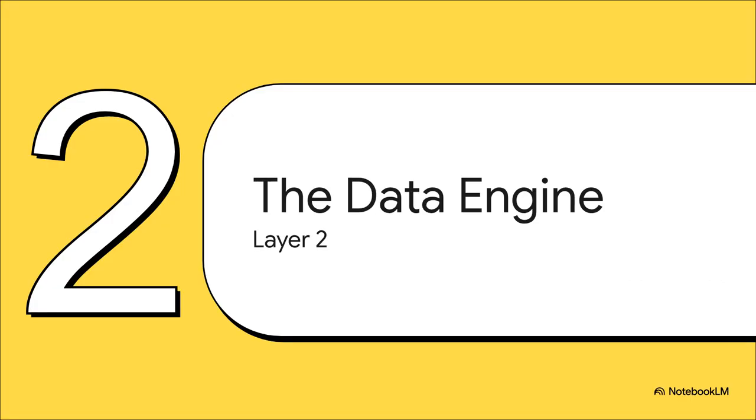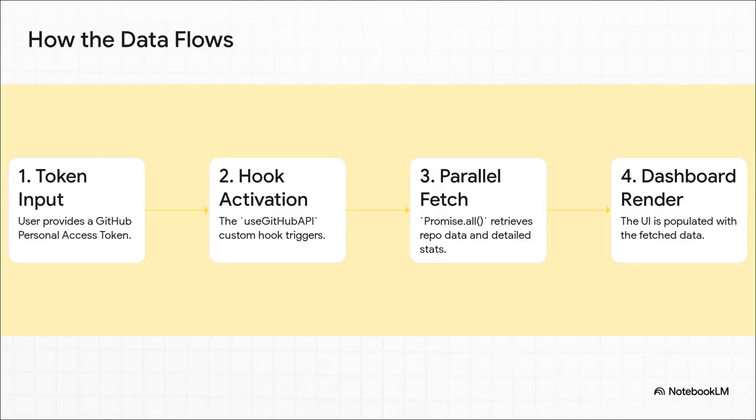But where's all this data actually coming from? Let's go a little deeper, down to layer 2, the data engine. So what makes this so fast is that the whole data flow happens right in your browser. Nothing is going to some central server. First, you just pop in your GitHub Personal Access Token. That kicks off a custom React hook, useGitHubAPI, which then fires off a parallel fetch using Promise.all. Now this is the key. It grabs all your repository data and the detailed stats at the same time. It makes the whole process way faster before it paints the dashboard on your screen.